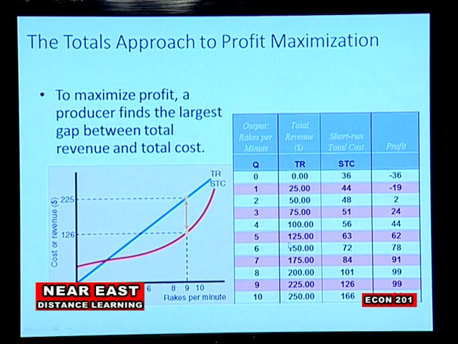And you can see the place highlighted between 126 and 225. Also in the table, it can be established that at output 9, that's where the firm maximizes profit, which is 99. 99 seems to be the maximum profit.